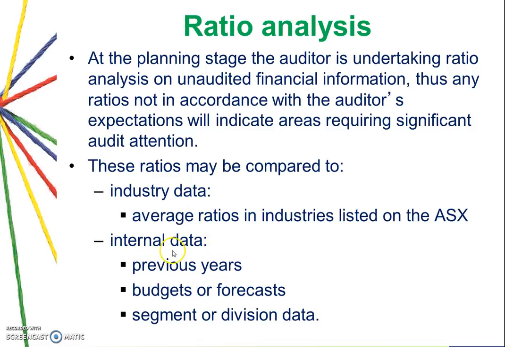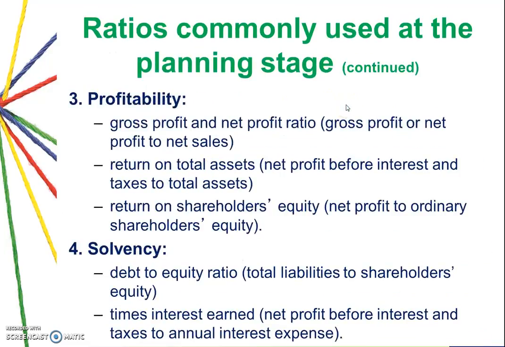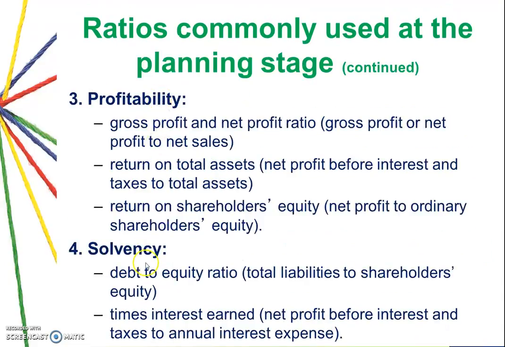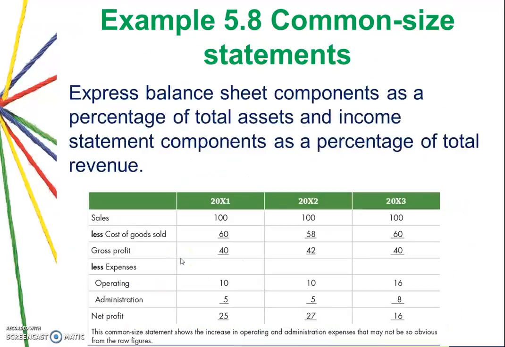Internal data is the data available from the company. It may be the previous year, it may be the company forecast or budget, or it may be compared between different departments or sections inside the company. So all the ratio analysis is performed with unaudited financial information. Right, so some ratios commonly used in the planning stage include short-term liquidity, activity, profitability, and solvency. All these ratios are important.